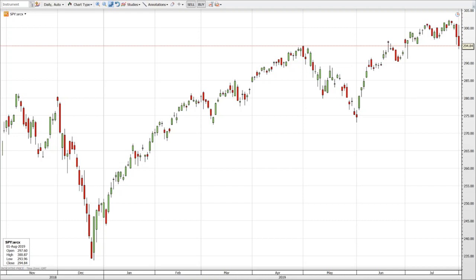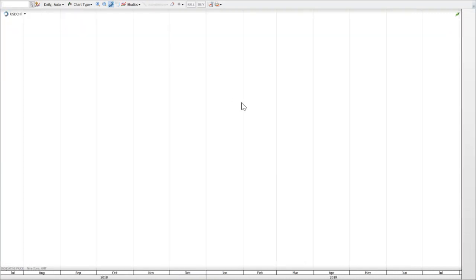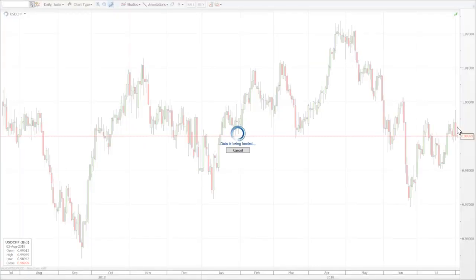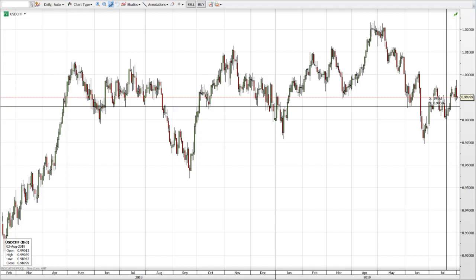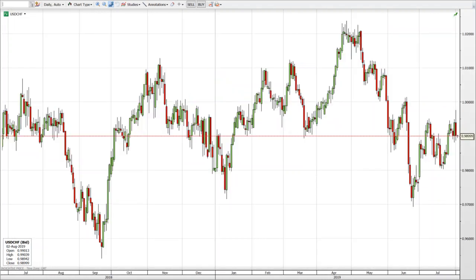Maybe a lesson that I could have learned is potentially I should have waited for confirmation before I entered, but a lot of times waiting for confirmation means you're too late by that time. So I'm just going to bite the bullet and exit a part of my trade.